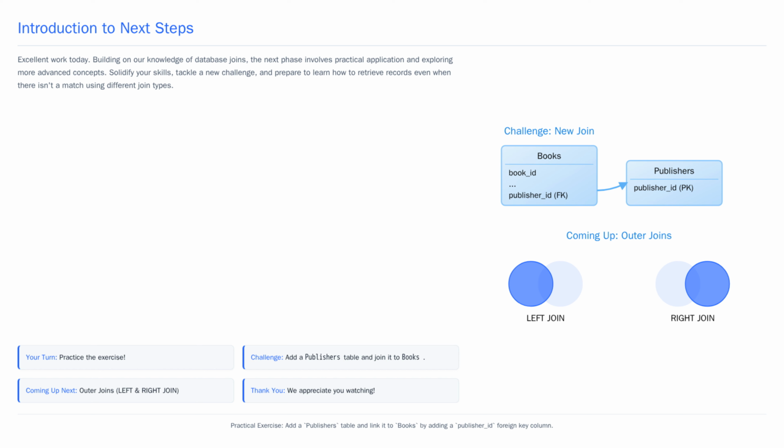Excellent work today. I encourage you to practice. Try creating a publishers table and linking that to your books table as well. In our next lesson, we'll explore other types of joins, like left and right joins, which allow us to retrieve records even when there isn't a match.